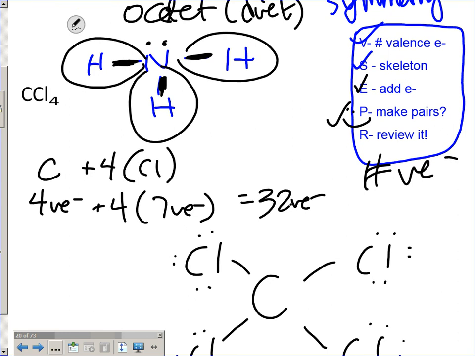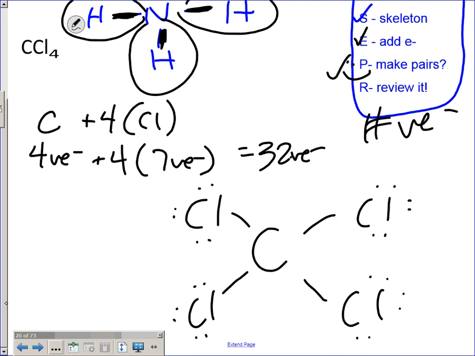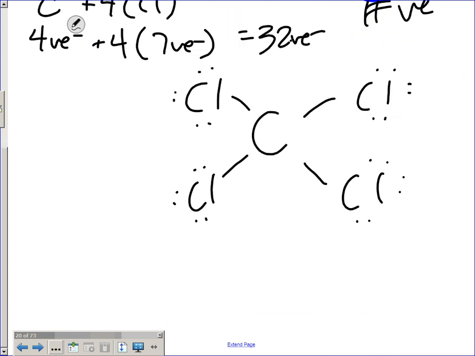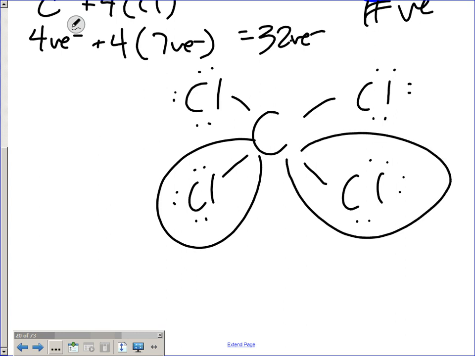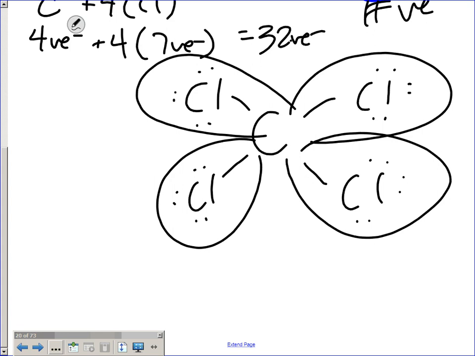Let's go. Do I need to make any extra pairs? Nope, everybody's got octet. I reviewed it. How many electrons do I have on my structure? Can we count in 8s here? 8, right? 16, 24, 32. So that gets me all the way through the reflection process.